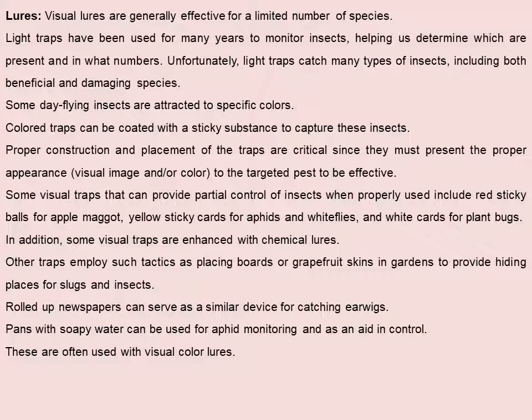Lures. These are just the attractants. Visual lures are generally effective for a limited number of species. Light traps have been used for many years to monitor insects, helping us determine which are present and in what numbers. So I was initially talking about that the traps are also meant to monitor the number of insects, to monitor the pest population, so that we may know whether it has reached the economic injury level and has attained the status of an insect pest.